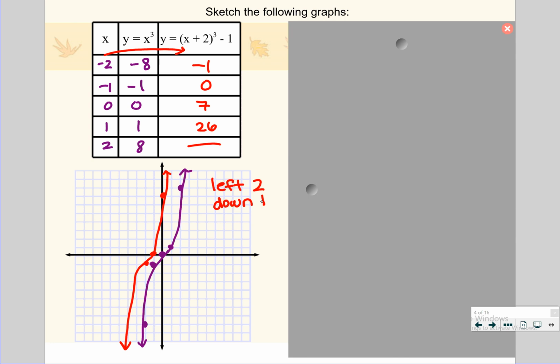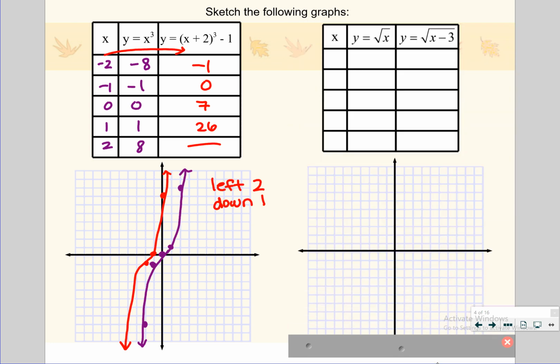Now, do you see how there's a 2 and a 1 in the equation? So our goal in the lesson today is to be able to figure this out without having to graph it. Just be able to look at the equation and say, I know what that 2 is going to do, and I know what that 1 is going to do to make the equation change. Okay, so why don't you guys try this one with your partner?